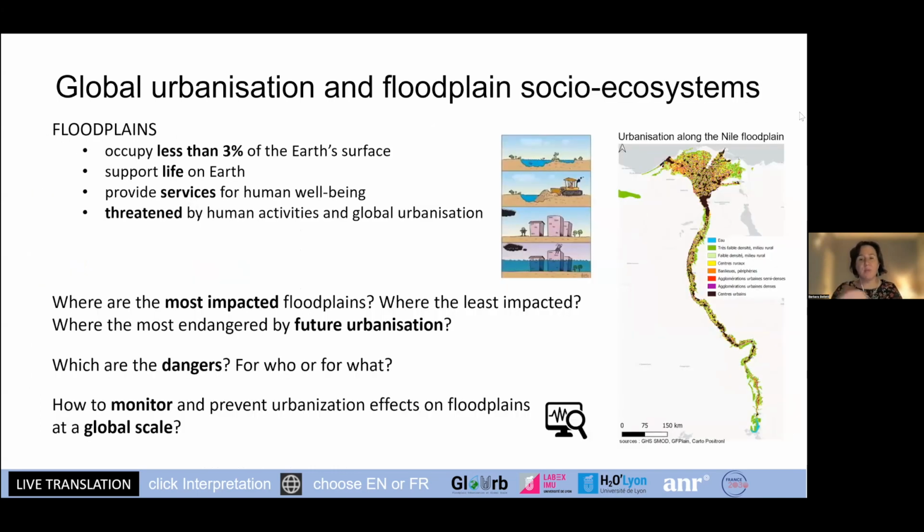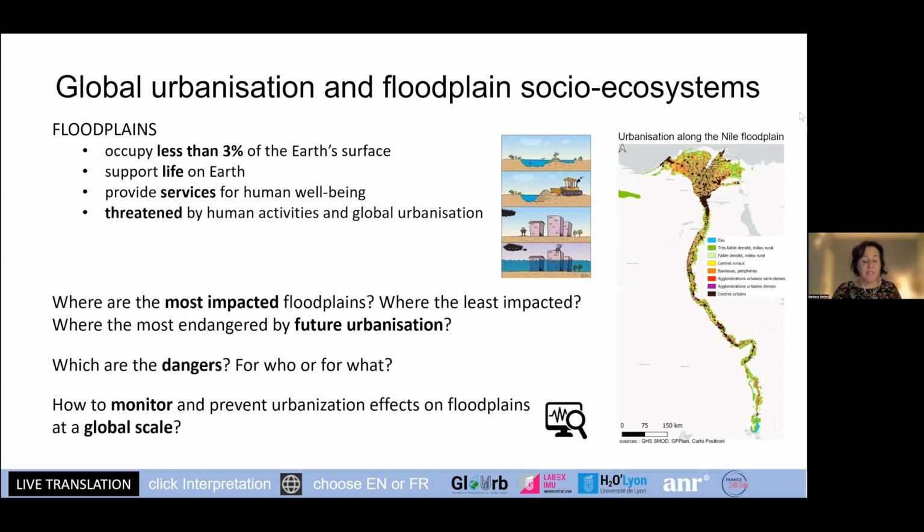So why do we pay attention to floodplains? Well, Jeff said it to us early on, and Hervé, because they represent a small surface area of the Earth, but they play a key role in supporting life on Earth, and they also provide a lot of services to society, but also to the cities. Because of other anthropic activities present in the plains, they threaten the plains and all the ecosystems and the associated services.